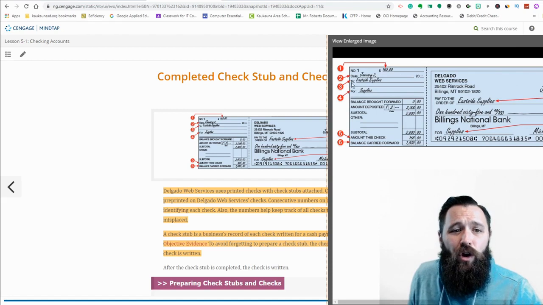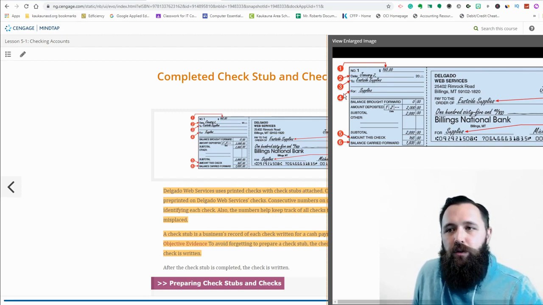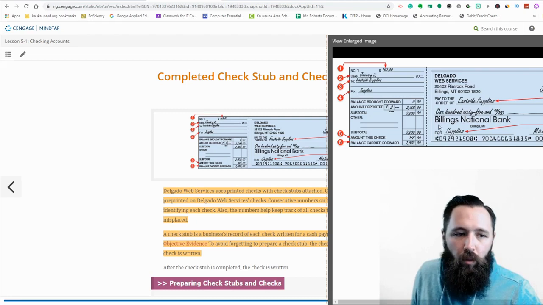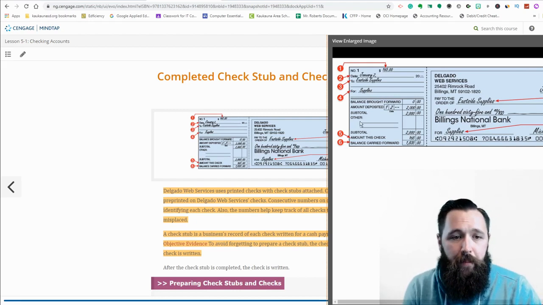Number 3 is, who is it going to? Well, this check is going to go to Eastside Supplies. And number 4 is kind of our memo line. So it says, what is this check for? Well, it's for supplies. That way we have a really nice record and we know why we're spending this money.